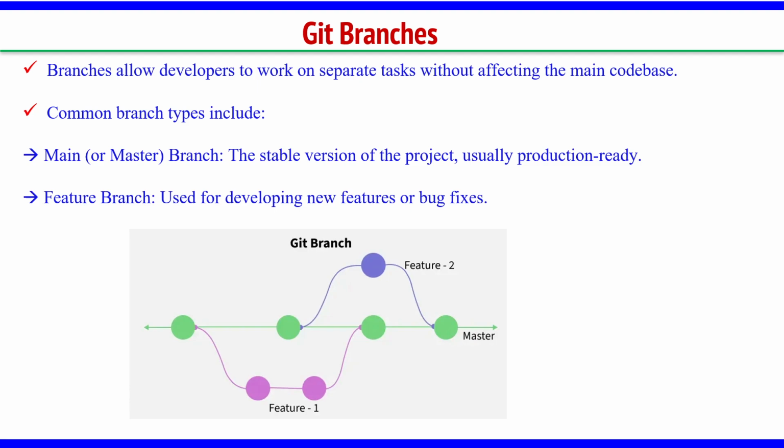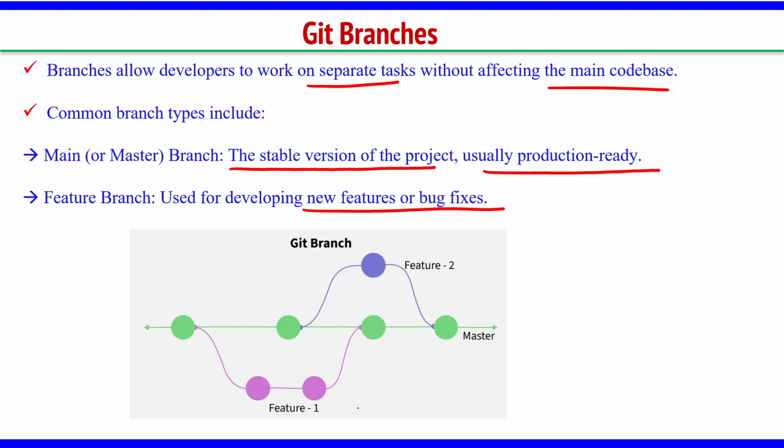Then Git branches, right? So what is this branch? Branches allow developers to work on separate tasks without affecting the main code base. So when you have a main code base, you take that main code, create a branch of it, and then in that branch you will do the changes. Once your changes are done, you can commit it back to the main code, right? So common types of branch are main branch and feature branch. Main branch or master branch means the stable version of the project, usually production ready. Feature branch is used for developing new features or bug fixes, right?